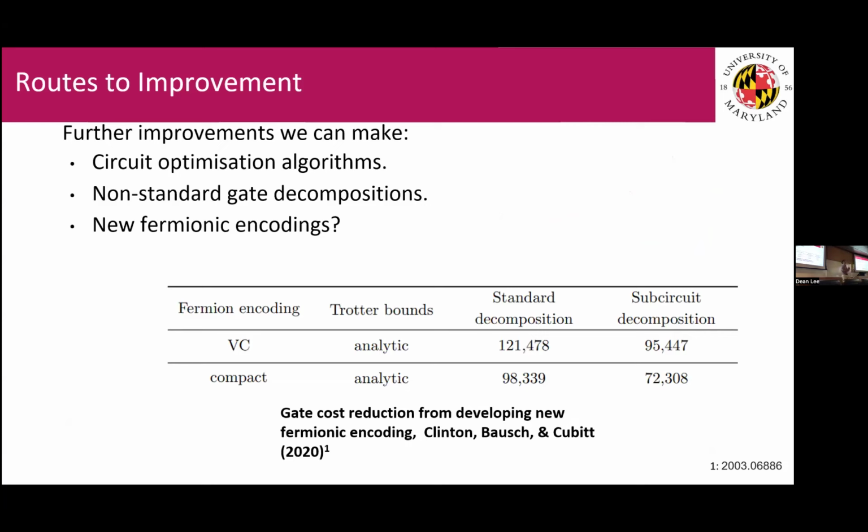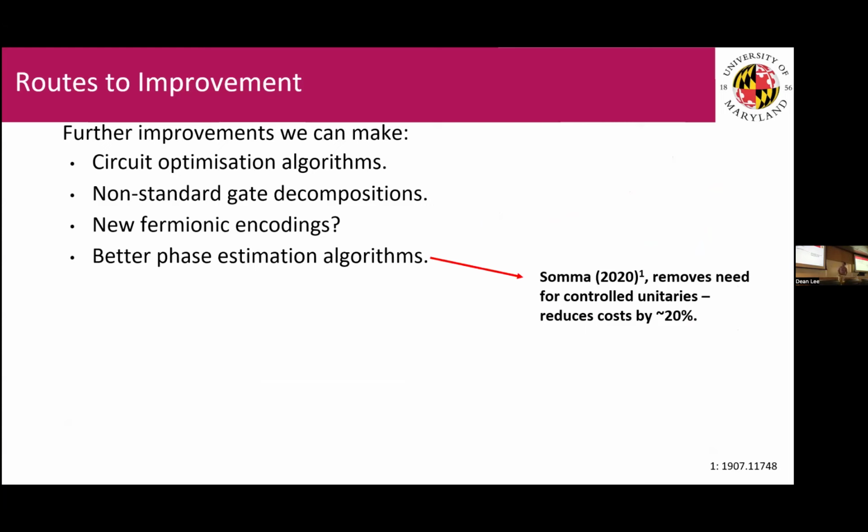You can look at new fermionic encodings, which can drastically reduce the resource costs, which I think is sort of given here. They've reduced it from here to here. You can talk about different or better estimations for doing spectroscopy and quantum phase estimation.